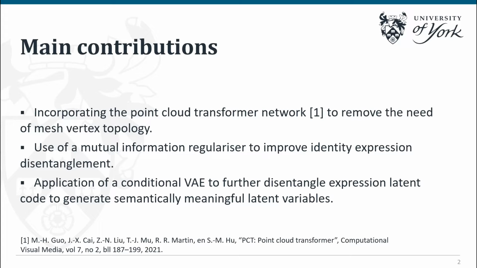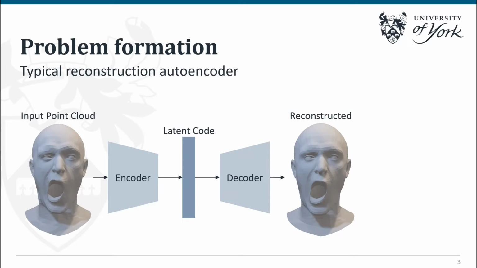The first is that we use the point cloud transformer to take advantage of the attention-based mechanism and remove the need of mesh topology by processing point cloud data directly. Secondly, we use a mutual information regularizer to improve disentanglement performance. Thirdly, we apply a conditional VAE plugin to our original VAE to further extract semantically meaningful latent variables.